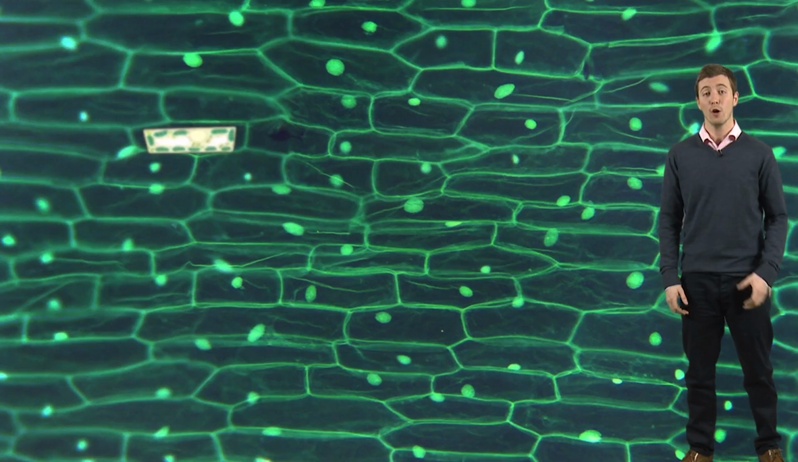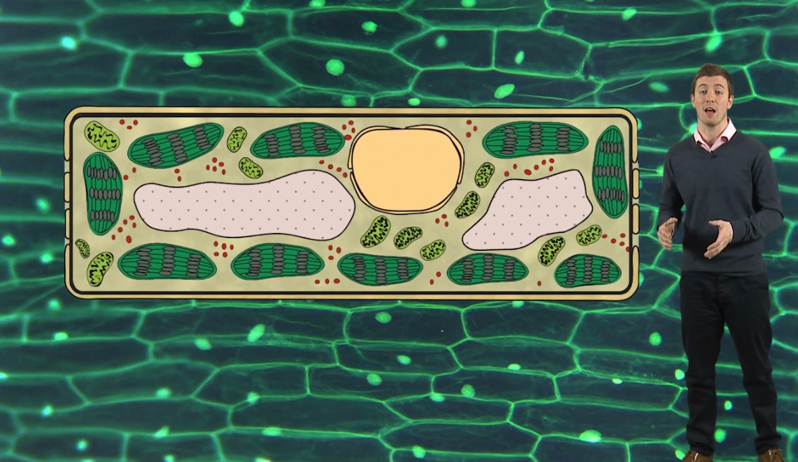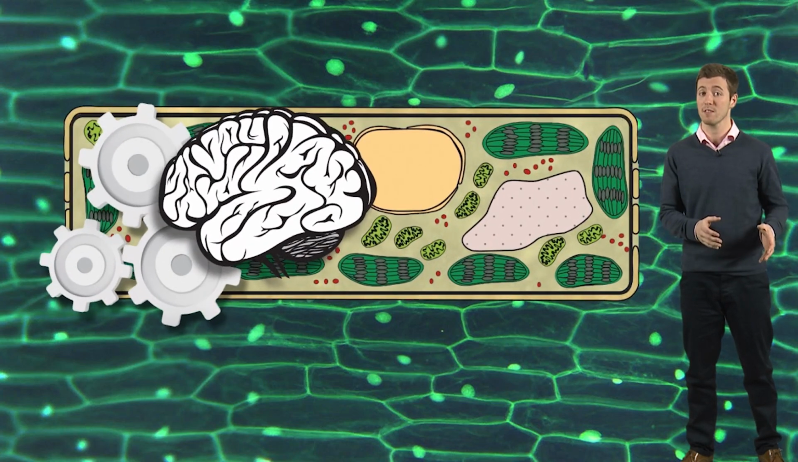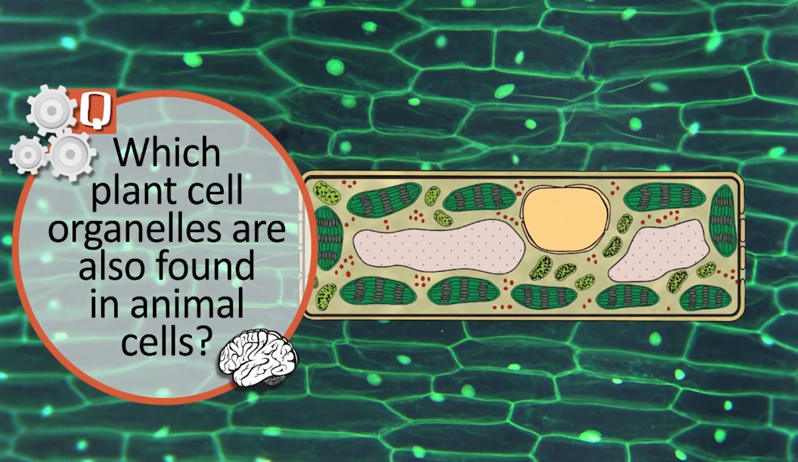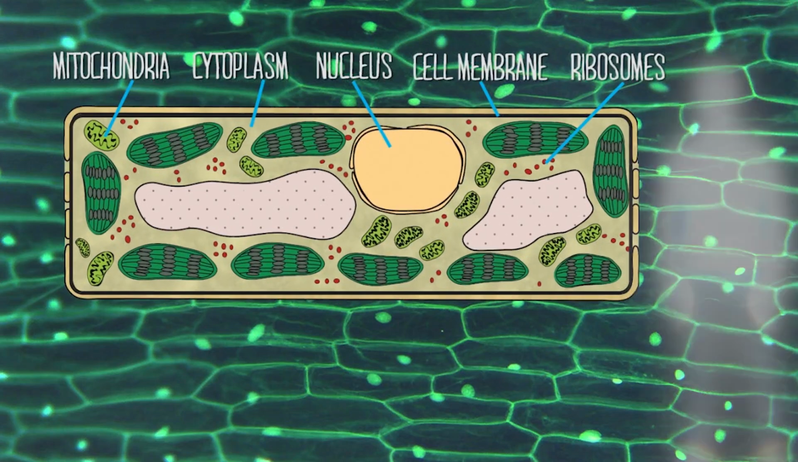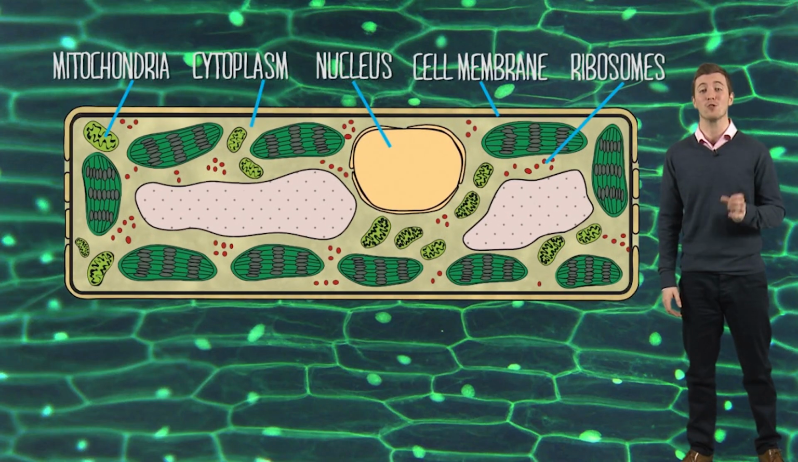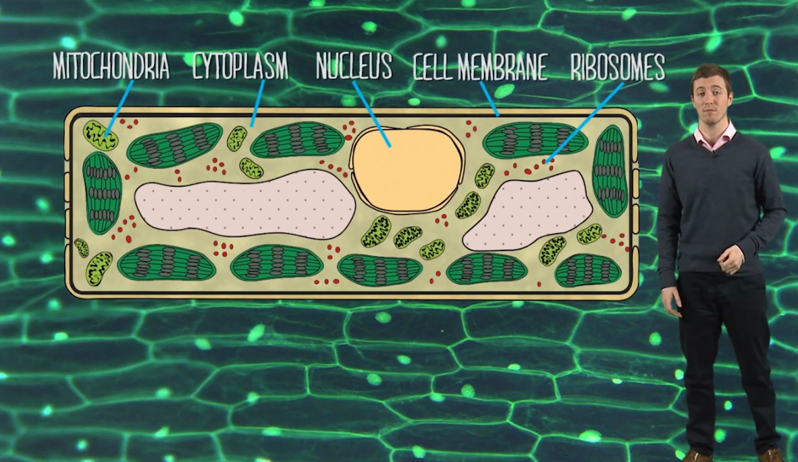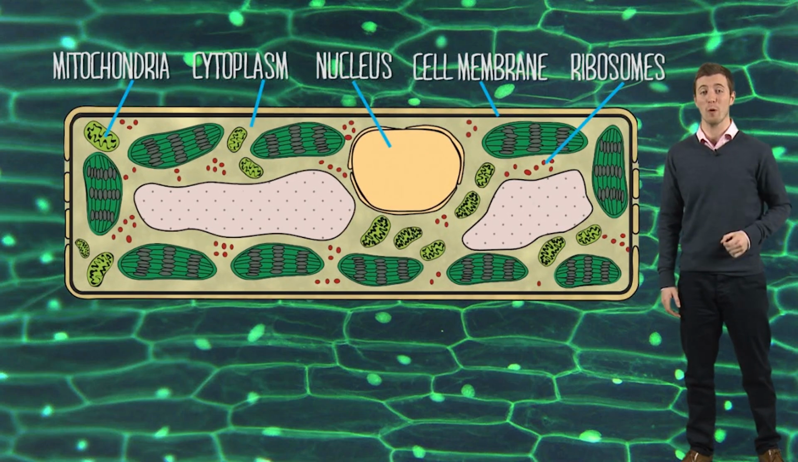These are plant cells. They tend to be much bigger than animal cells, but they contain lots of the same organelles. Can you spot which ones are the same in plant cells as they are in animal cells? Plant cells also contain some organelles that animal cells don't. Here are three that you need to know about.